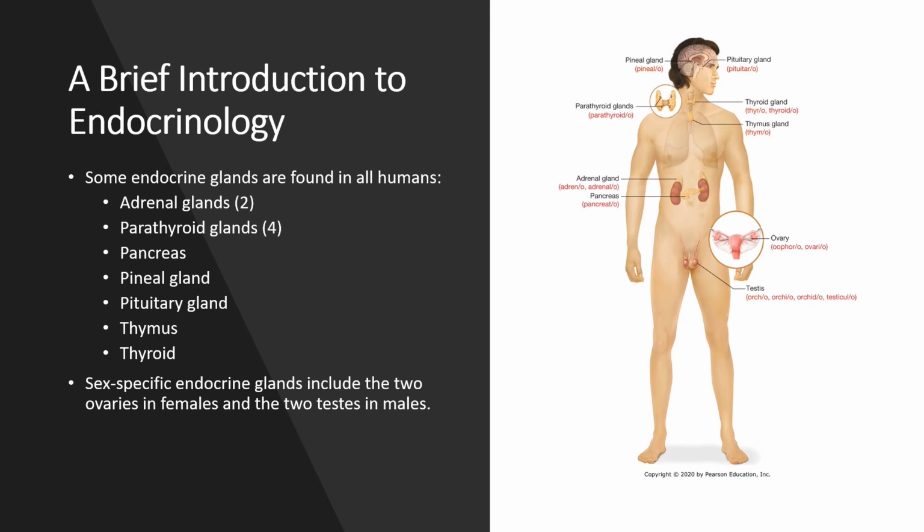Some endocrine glands are found in all humans. So all humans have 2 adrenal glands, 4 parathyroid glands, a pancreas, pineal gland, pituitary gland, thymus, and thyroid. Sex-specific endocrine glands include the 2 ovaries in females and the 2 testes in males.